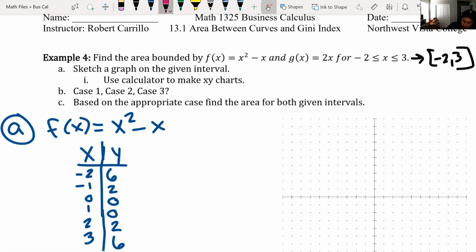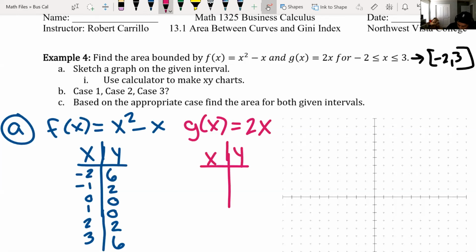Then we have g of x equal to 2x. XY chart. -2, -1, 0, 1, 2, 3. And that should give me -4, -2, 0, 2, 4, 6.